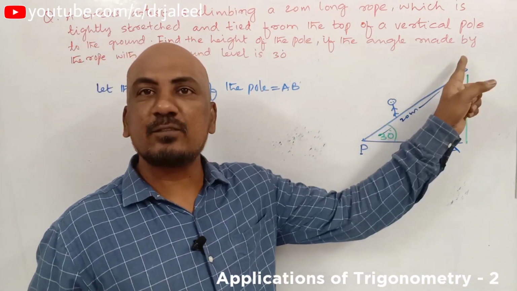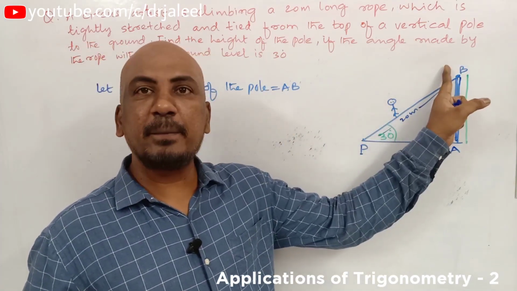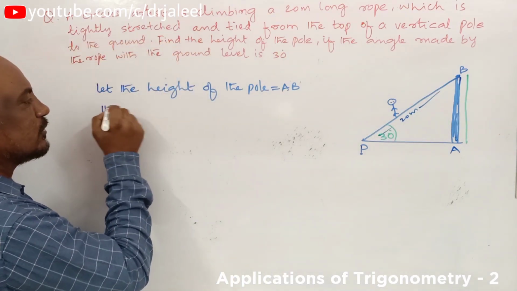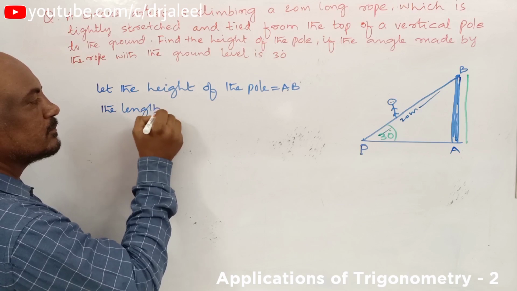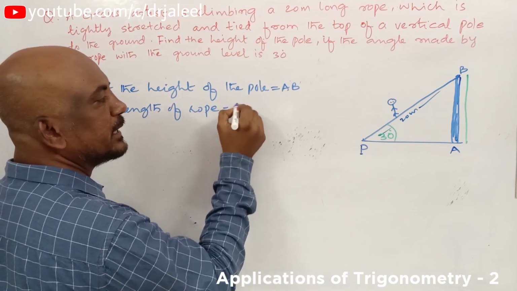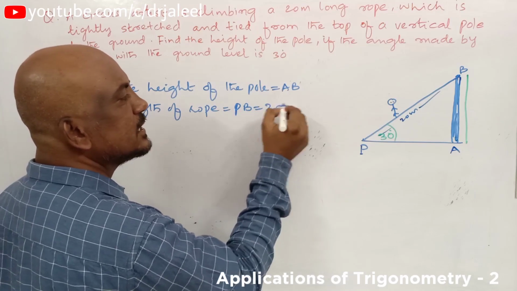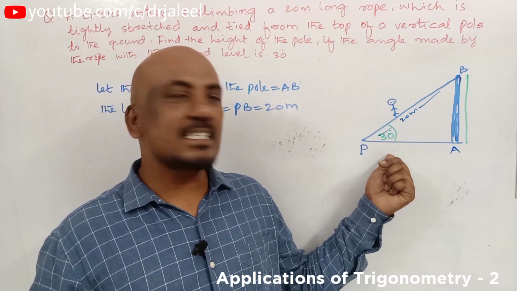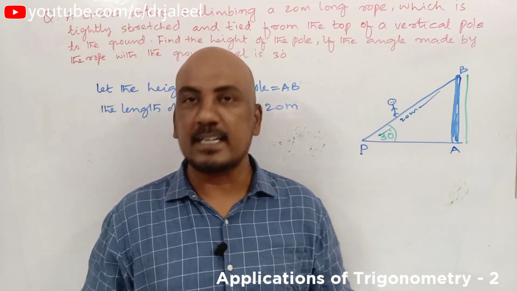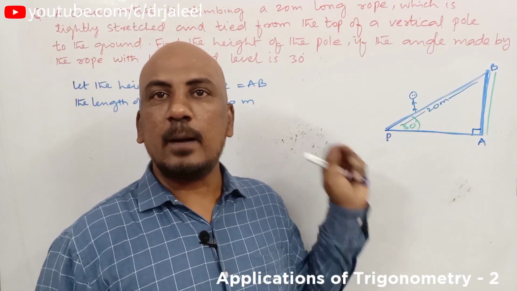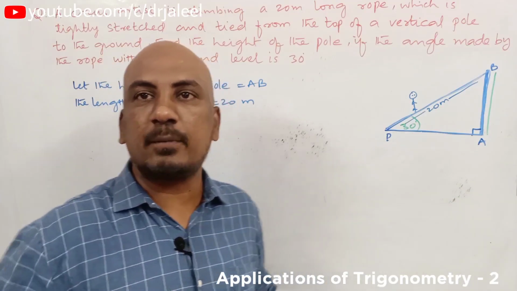And then what is the length of the rope? PB. How much is it? 20 meters. So let us write even that. The length of the rope is equal to PB is equal to how much is it? 20 meters. The angle between the rope and the ground is 30 degrees. It is seen here, one can understand easily. So children, we will get into applications of trigonometry, which is the third step of the problem.